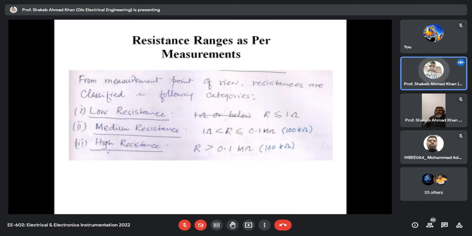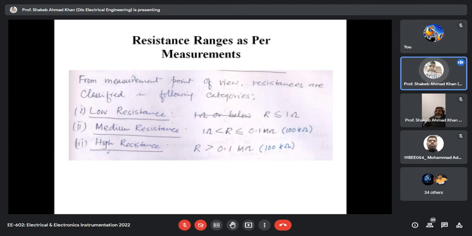This is a broad classification. I'm not saying that it is a very stiff classification, but obviously when we are talking about any parameter, not only resistance, any parameter for the purpose of measurement, then obviously we can classify it into low, medium, and high. And here also, I'm talking from the measurement perspective: low resistance, medium resistance, high resistance. These three classifications are done, and then certain ranges are defined.